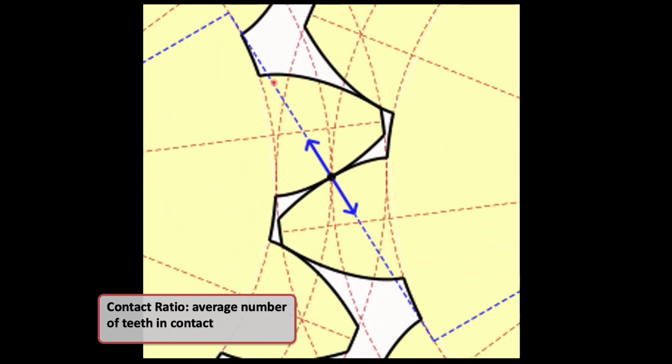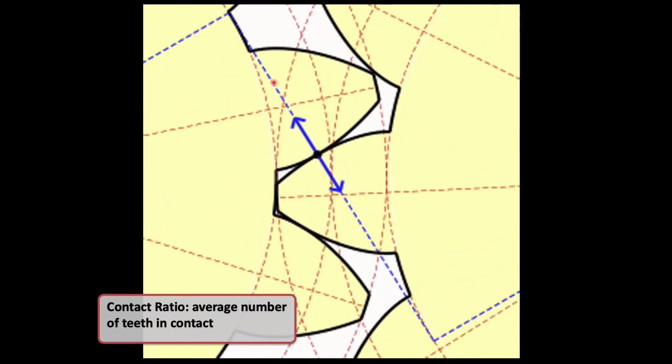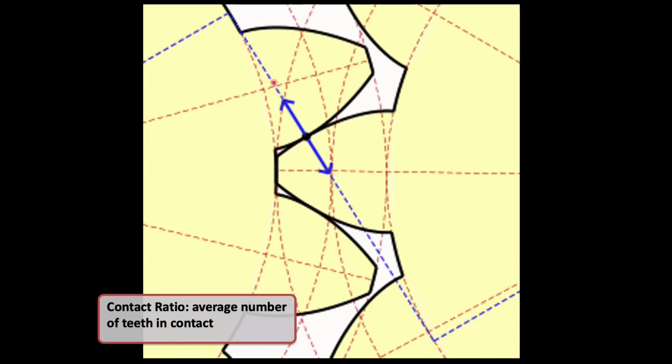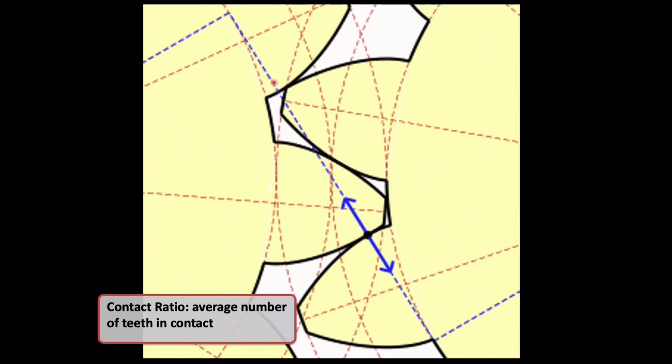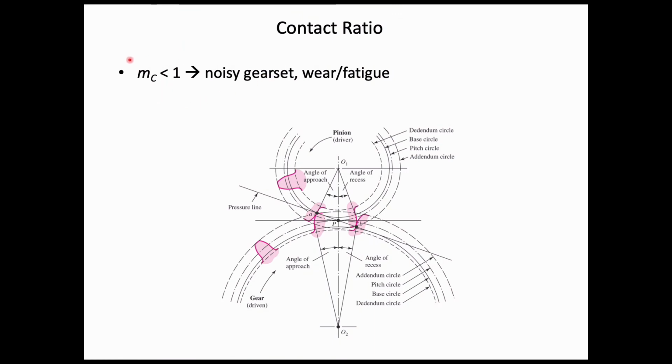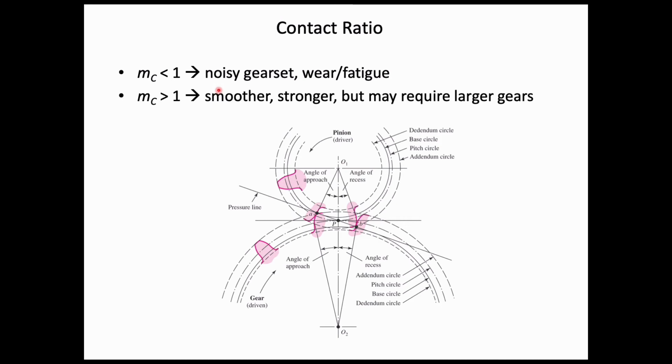And this is actually not a desirable scenario for a gear set. We'd like to have a contact ratio of greater than 1. It's going to provide smoother operation. If we have a contact ratio of less than 1, then we're actually going to have some positions where we totally lose contact, and that's a very undesirable situation. If we have a contact ratio greater than 1, it's going to be smoother and stronger, but to achieve these larger contact ratios, it may require larger gears, or it could require some other type of trade-off in gear design.